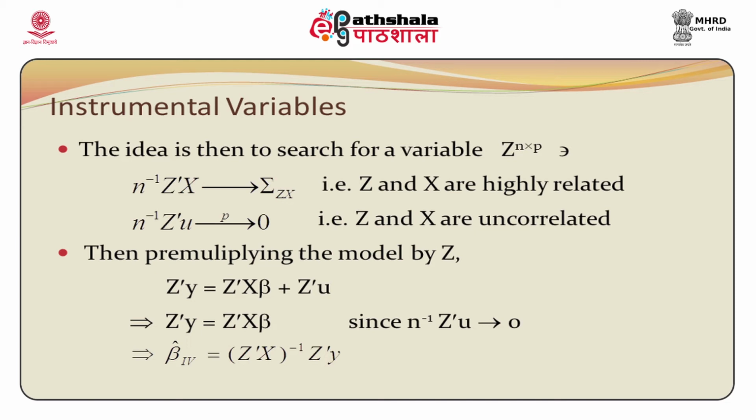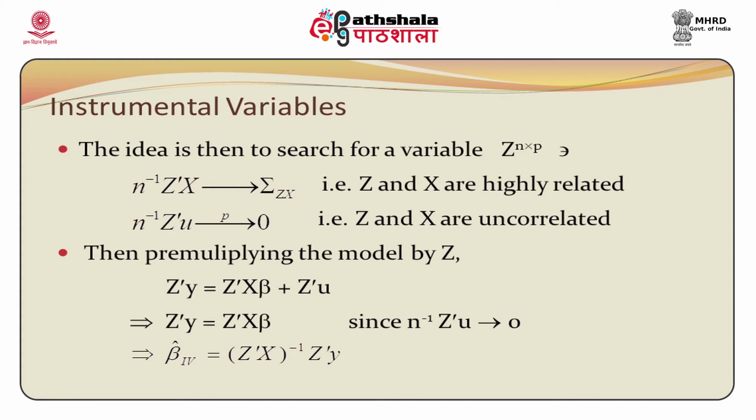So, if we do that, then let us go back and look at the normal equations. How do you get the normal equations? We have y = Xβ, that is the model, plus u. Pre-multiply the whole thing, instead of X, by Z. So we have Z'y = Z'Xβ + Z'u. And if you divide throughout by n, the last term would be (1/n) Z'u, which would be going to 0.